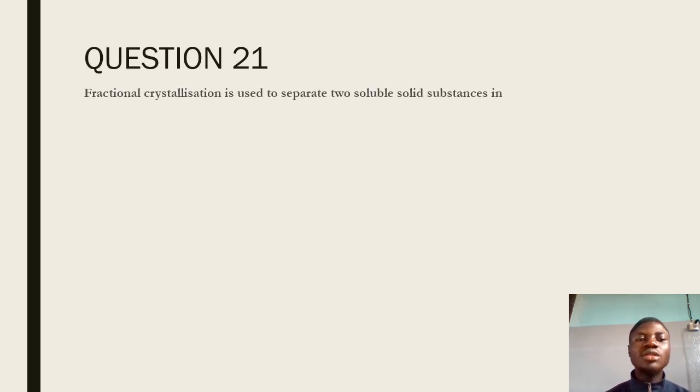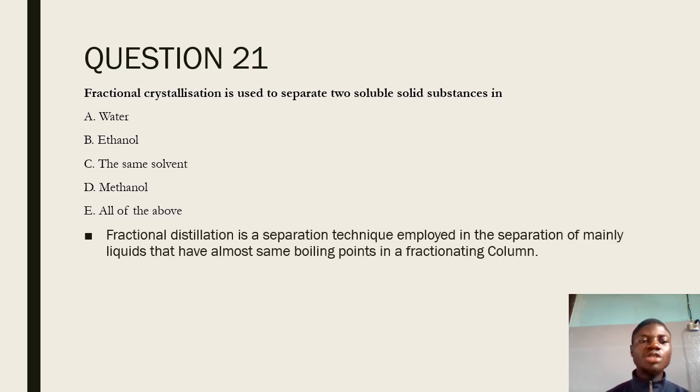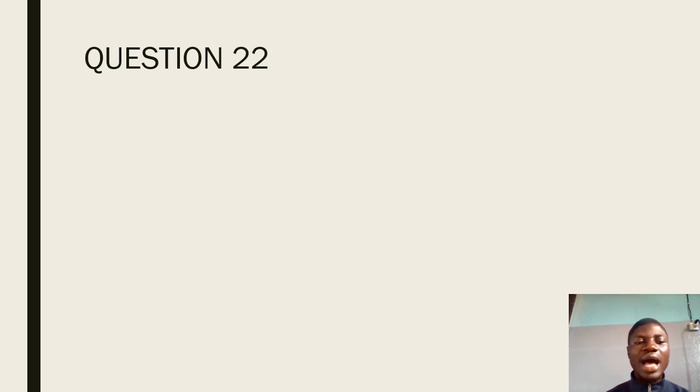Question 21 says, fractional crystallization is used to separate two soluble solid substances in. Now, for us to be able to undergo fractional crystallization, the substances to be separated must be in the same solvent. Therefore, fractional distillation is the separation technique employed in the separation of mainly liquids that have almost the same boiling point in the fractionating column, and the best answer is C.